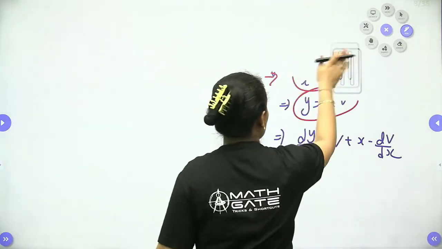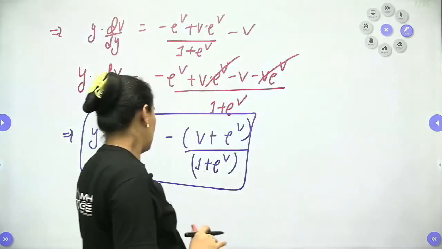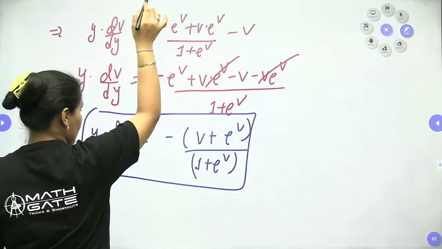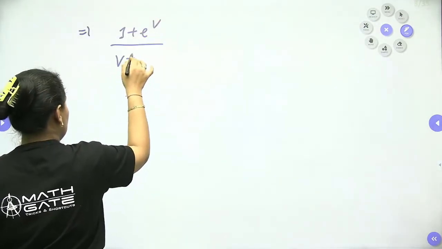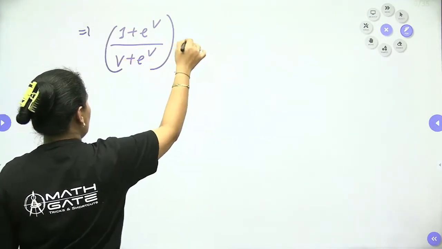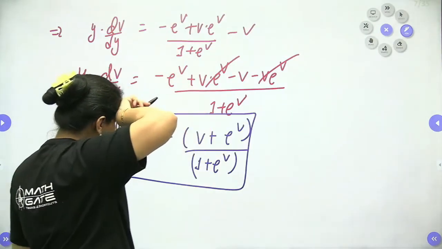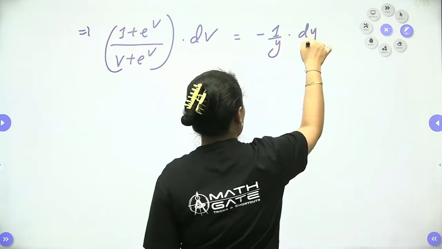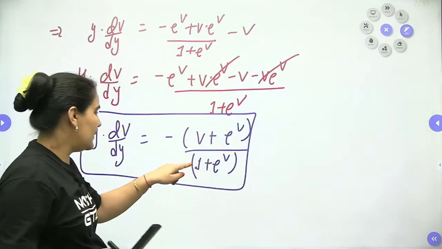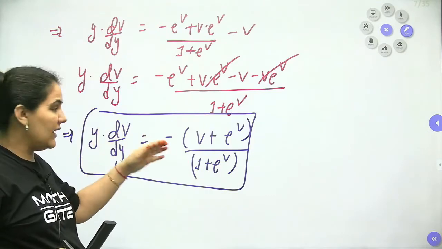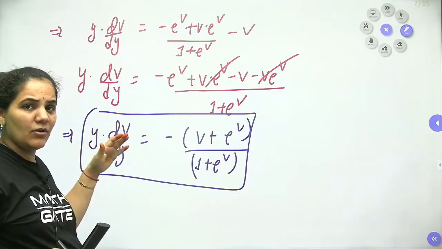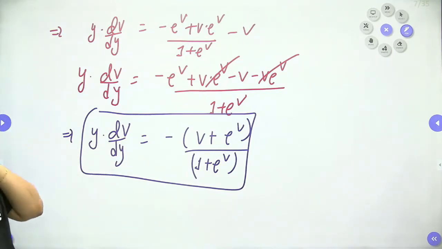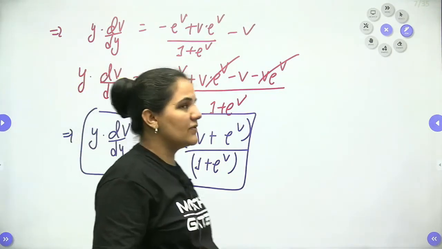When we approach it, it will become, let's write down together, (1 plus e to the power v) divided by (v plus e to the power v) dv only, right? And it will be minus 1 by y dy. Is it clear? What I did, just arrange the terms of v together and arrange the terms of y together. So it will be 1 plus e to the power v by v plus e to the power v, and it will be minus 1 by y.